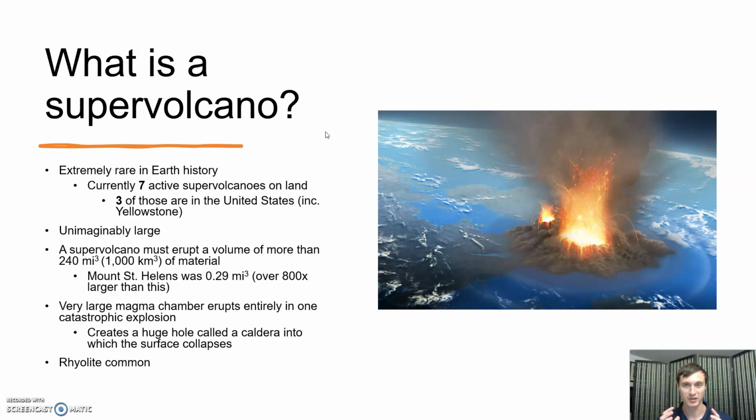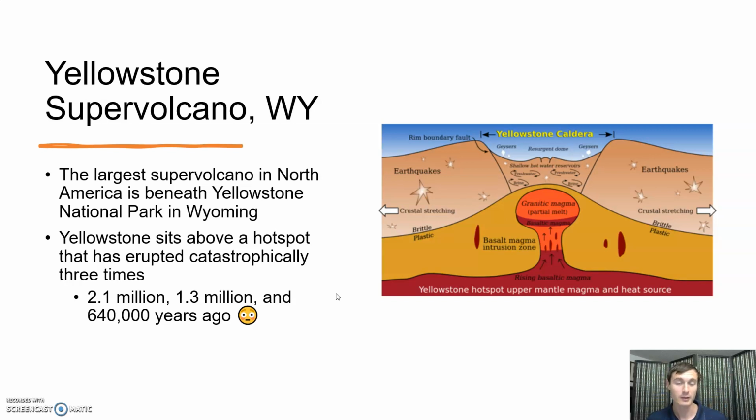You have a huge magma chamber, unimaginably large. Even the kind of ridiculous picture here does not do it justice. It erupts all in one big blast and ruins all life on Earth, maybe, and tends to be filled with rhyolitic magma. Now, the largest supervolcano here in North America sits below Yellowstone in Wyoming. This is above a hot spot. We have this pillar of hot material coming up from the core of the Earth all the way to the surface. And this one in particular tends to erupt about every 600 to 700,000 years. So we had one 2.1 million, one at 1.3, and then one that was about 600 to 700,000 years ago.